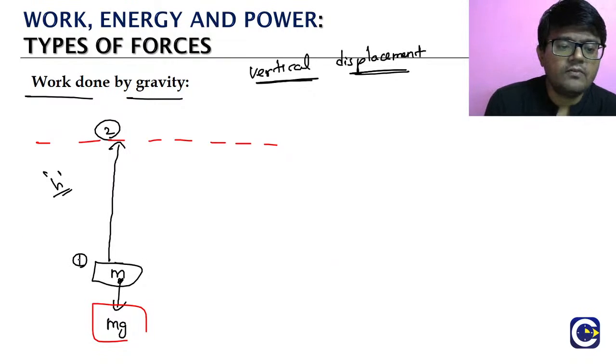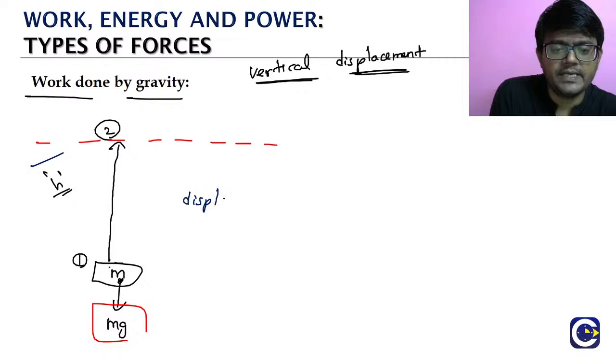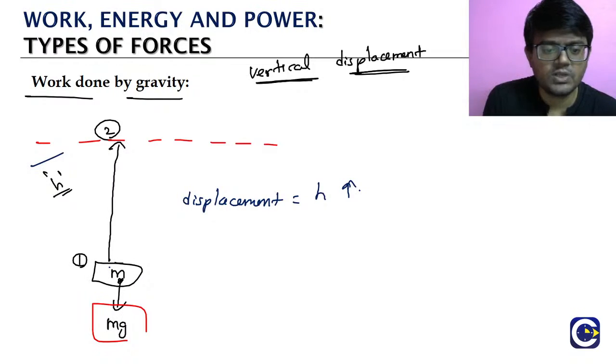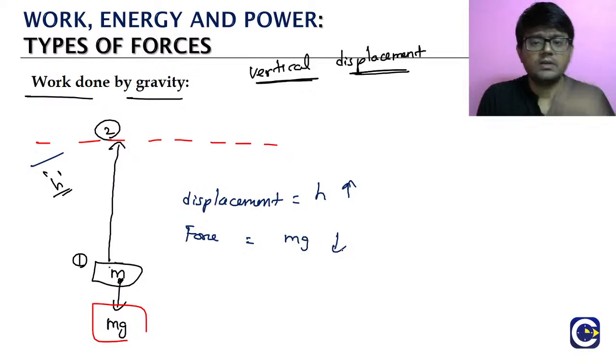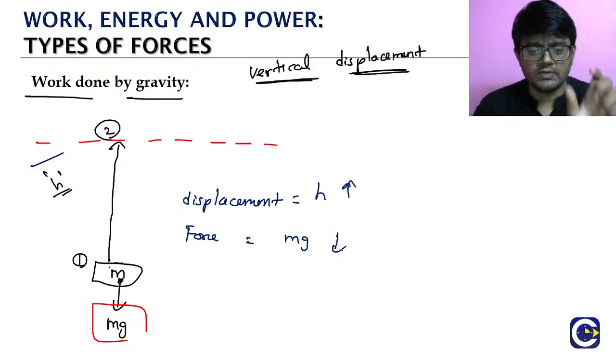Look here, we are trying to move it from point 1 to point 2, straight vertically upwards. What is the displacement here? So the displacement is h upwards. Okay? And what is the gravitational force? Gravitational force is always downwards, right? What is the value? mg downwards.